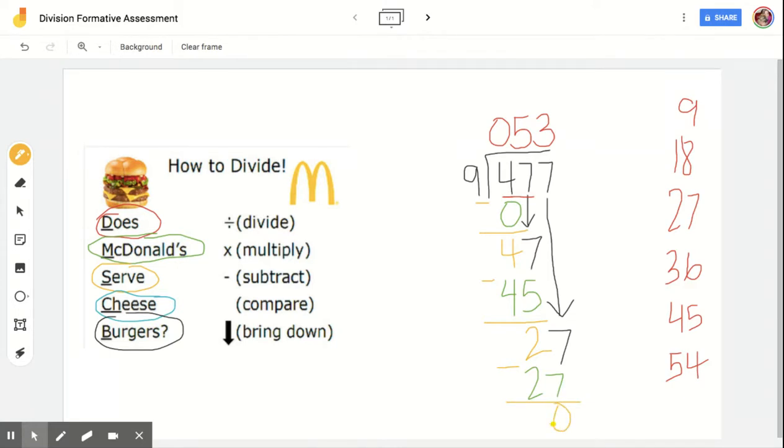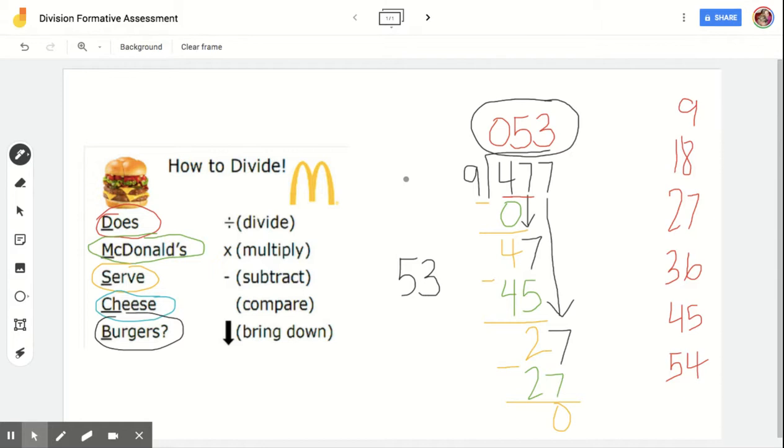And I'm comparing 0 for the cheese step. 0 is less than 9. So we're good. We got as close as we could. And there's no more numbers to bring down. So we are finished with our question. Our quotient is going to be 53. And remember, quotient's the answer to a division problem. So your answer should have been 53. Hopefully this video helped you with the steps on how to work through this problem.